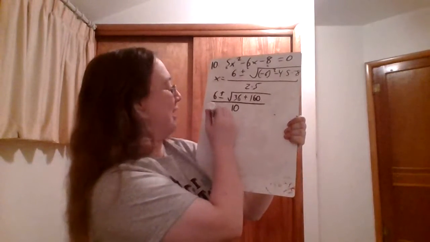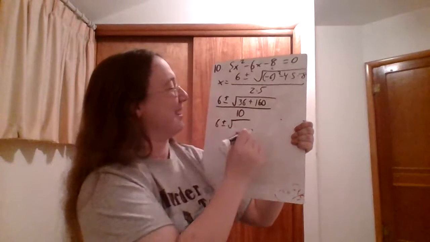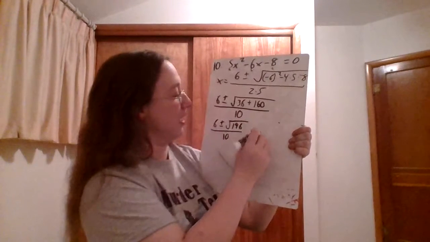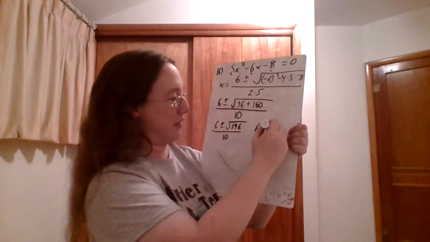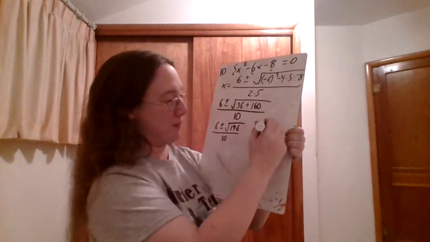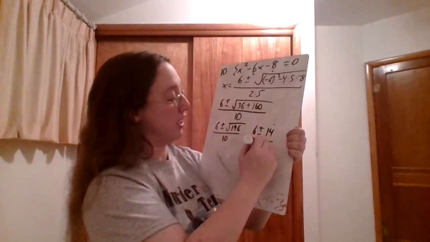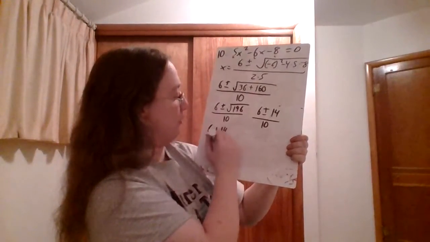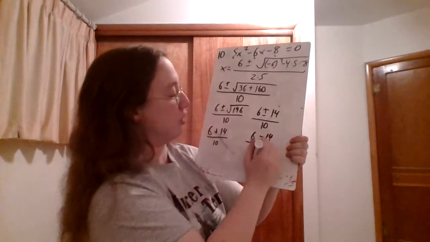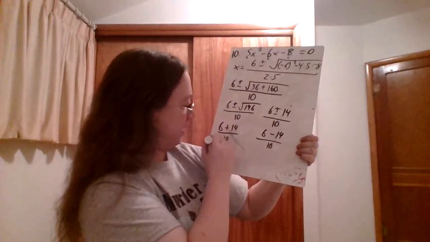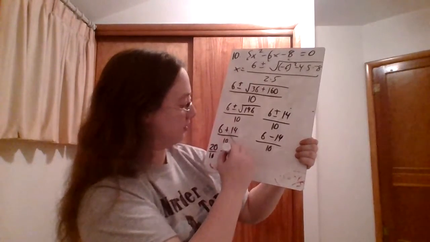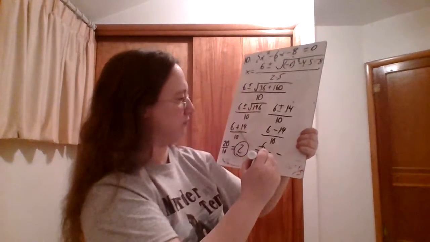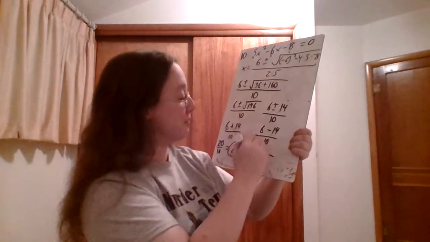Okay, so we got 6 plus or minus square root of 36 plus 160 is 196, over 10. And the square root of 196, again, if you're not sure that one off the top of your head, feel free to plug that into your calculator. I just happen to know that that one's 14 because it's one that pops up a bit. And then once we're here, we've either got 6 plus 14 over 10 or 6 minus 14 over 10. And 6 plus 14 is 20. 20 over 10 is 2. 6 minus 14 is negative 8.